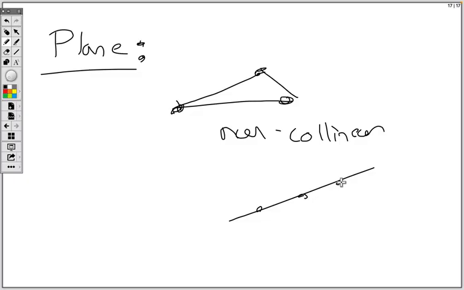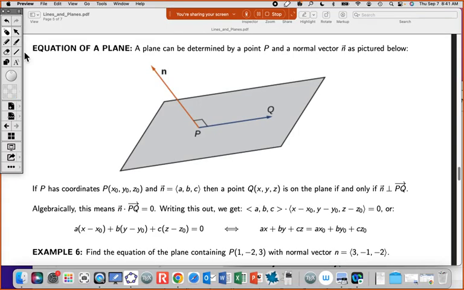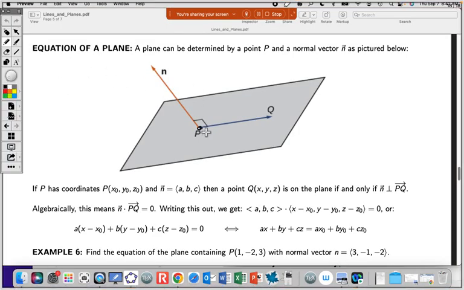Well, with vectors, we're going to have a sort of a different way to approach this, and we'll be able to get back to the 3-point approach. But this is what we do. What we're going to do is we're going to pick a point P on the plane. We're going to give that the coordinates x naught, y naught, z naught. And we're going to pick a vector n called a normal vector. Normal meaning that it's going to hit the plane at a 90-degree angle. So in other words, it's orthogonal to the plane.